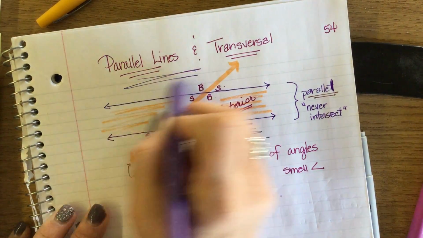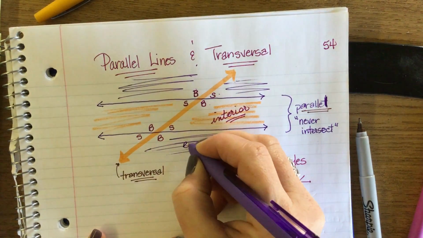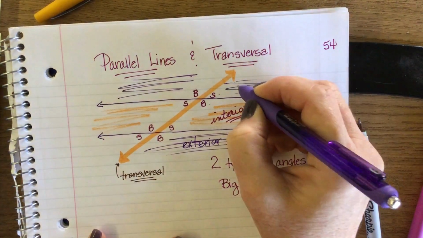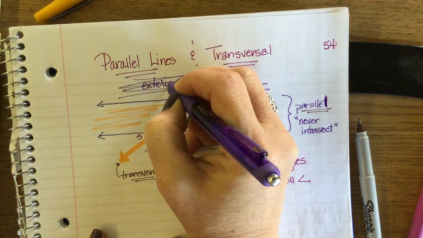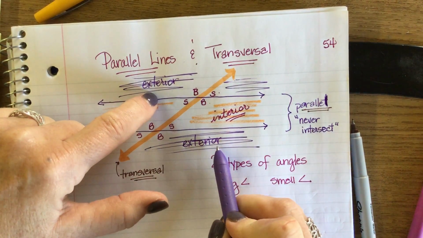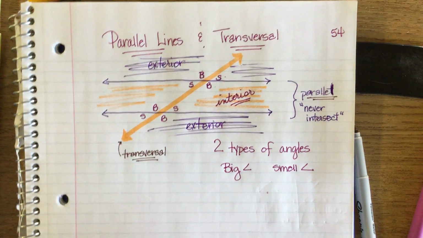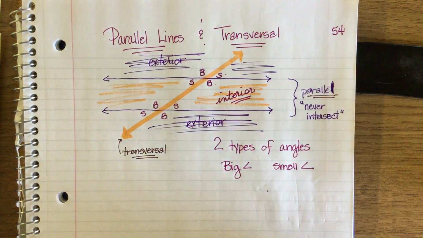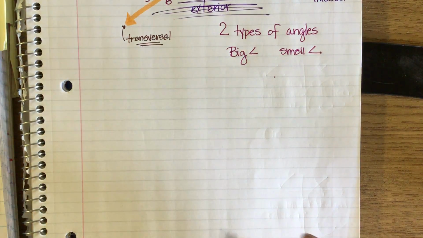Anything out here is going to be exterior. So if it's outside of the parallel lines, it is the exterior angles. And like I said, we're going to do a little activity just to cement that in your brains, make sure you understand. But let's take a look at an example.